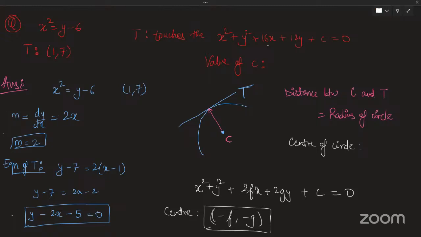The center is at minus f, right? So what will be the coordinate? It will be minus 8, right? Similarly, can you tell me what will be minus g? Minus 6, sir. It is minus 6, correct. Right, everyone? It is minus 6. So I have got the center of the circle and I know the equation of the line.